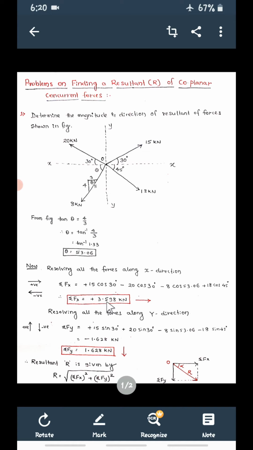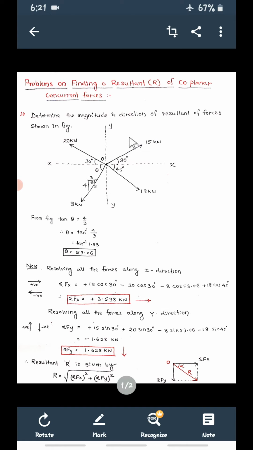So summation Fx is equal to, after adding this, whatever sign you get, that you have to write. Here you will get plus, so plus 3.598 kilonewton. This is nothing but the component of force in the x direction. So adding all the components in the x direction, summation Fx is equal to plus 3.598. If Fx is plus, this is the direction you have to show. This is summation Fx.